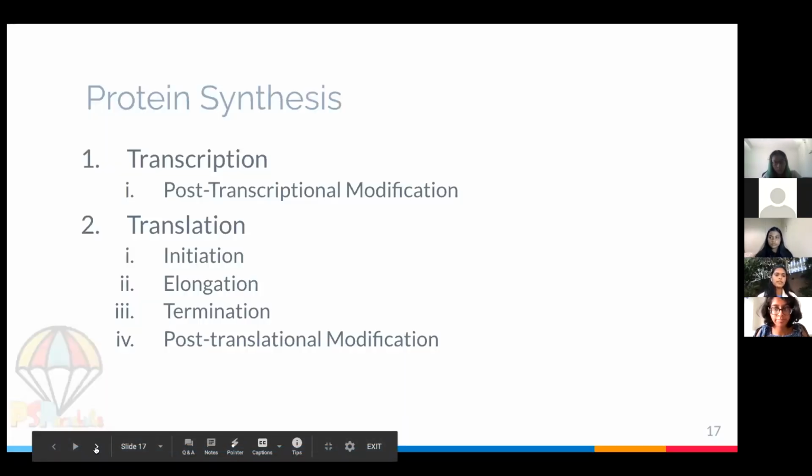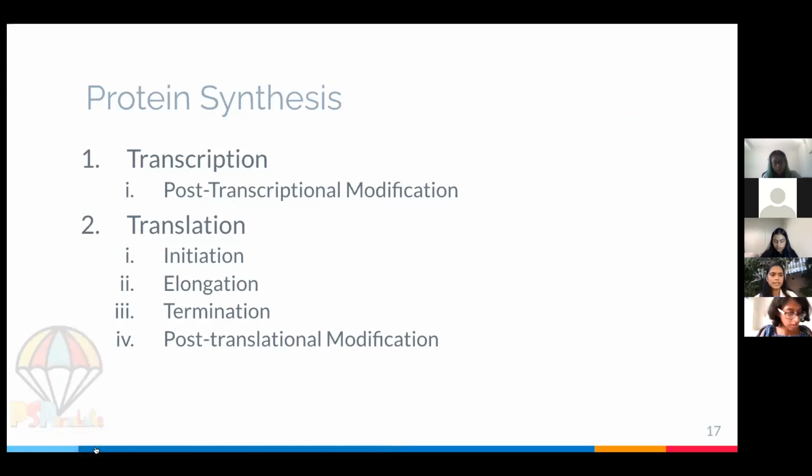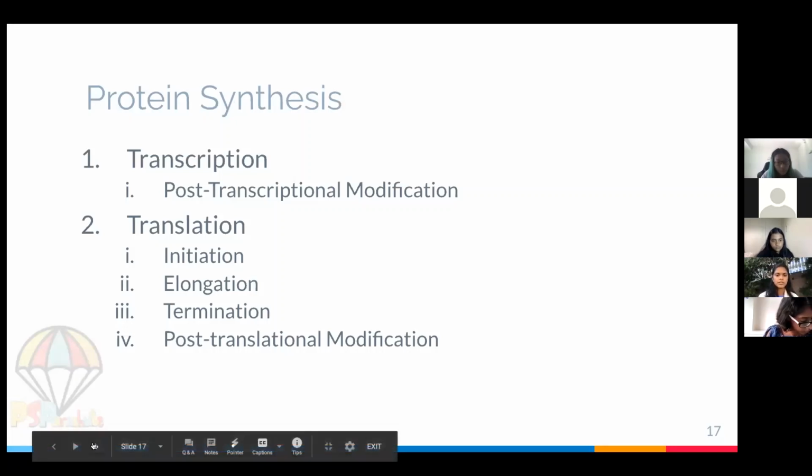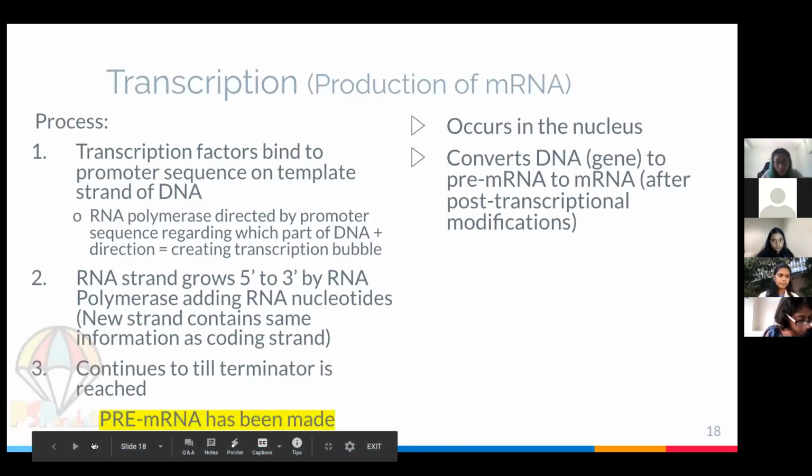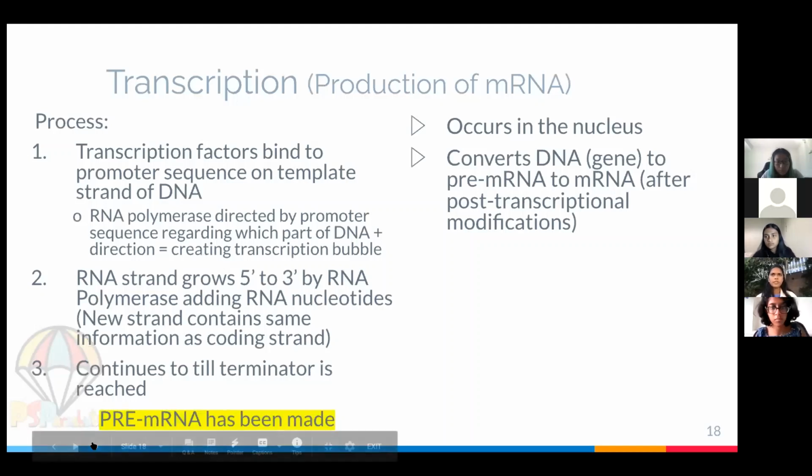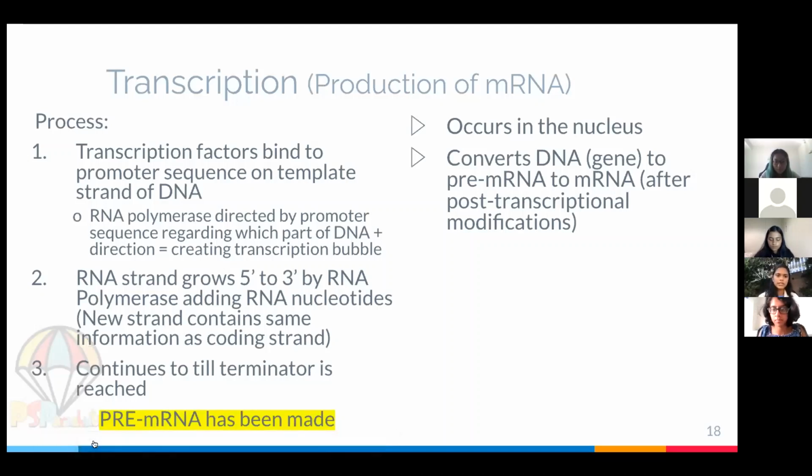Okay, so these are the 2 major steps of protein synthesis. There's transcription and then there's translation. And they both occur in different places in the cell, so we'll go through them both individually. So if we go through transcription first. Okay, so transcription is essentially the production of mRNA. It happens in the nucleus, and it's the conversion of the DNA or the gene to pre-mRNA to mRNA.